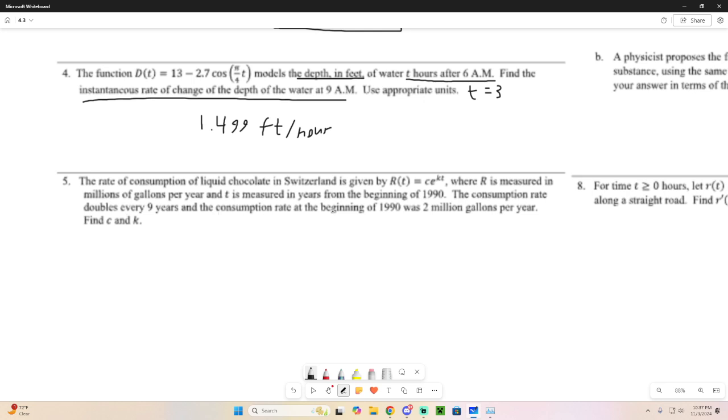And the consumption rate at the beginning of 1990 was 2 million gallons per year. Find C and K. So, let's dissect the information we know. Let's start with our first piece of information. The consumption rate doubles every 9 years.